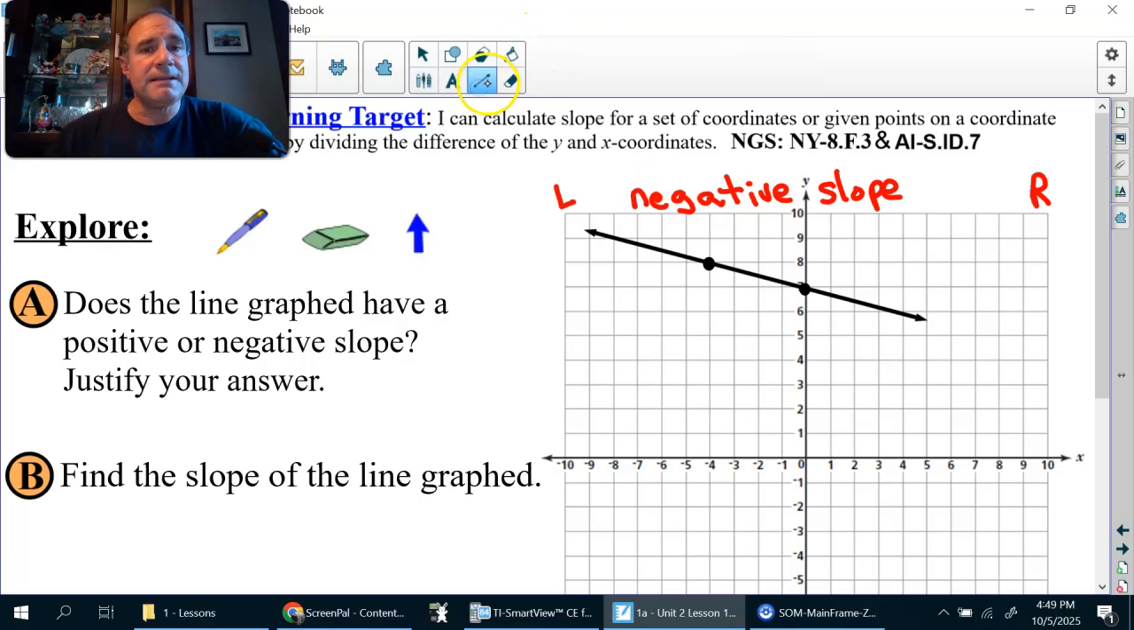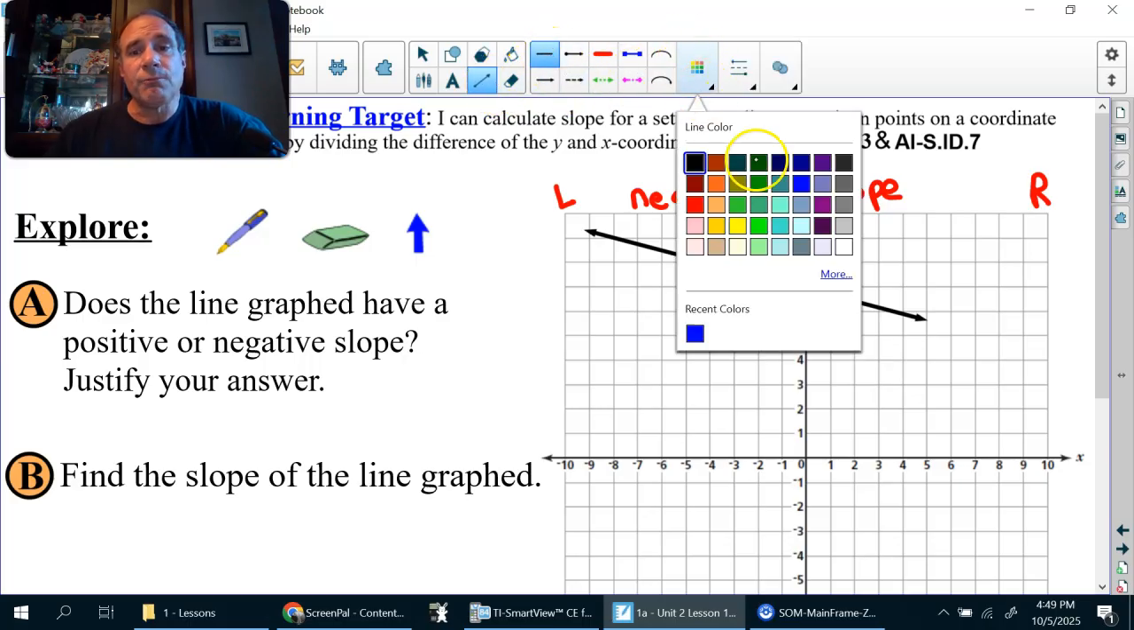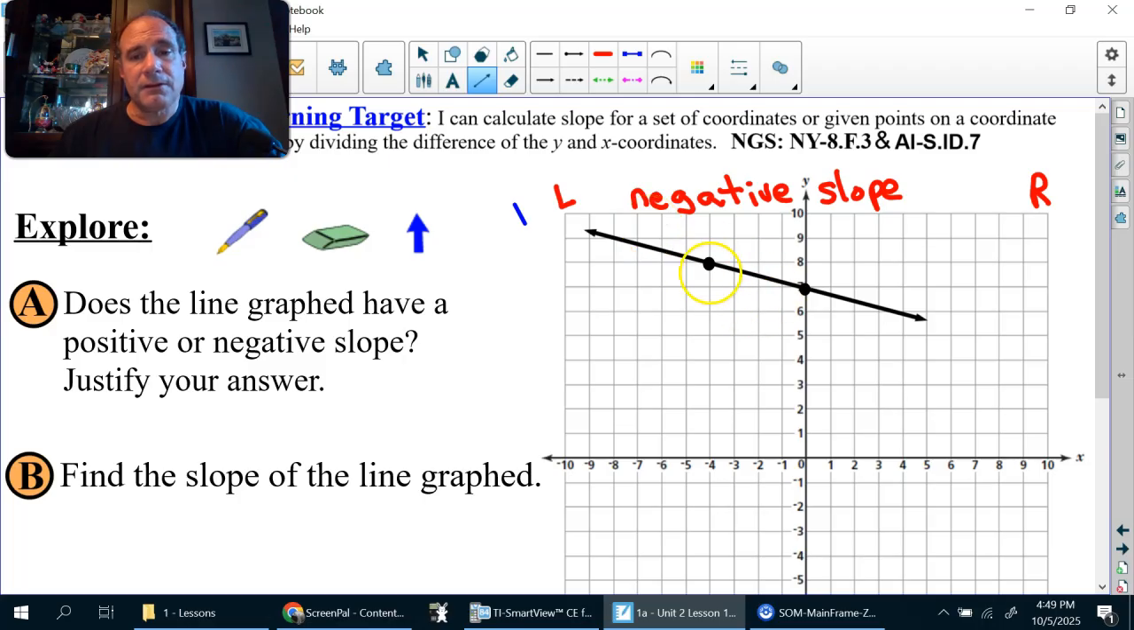So we do the same thing that we did before. Just remember, we are going to connect these little points that they give you. And you could see, you make your triangle.